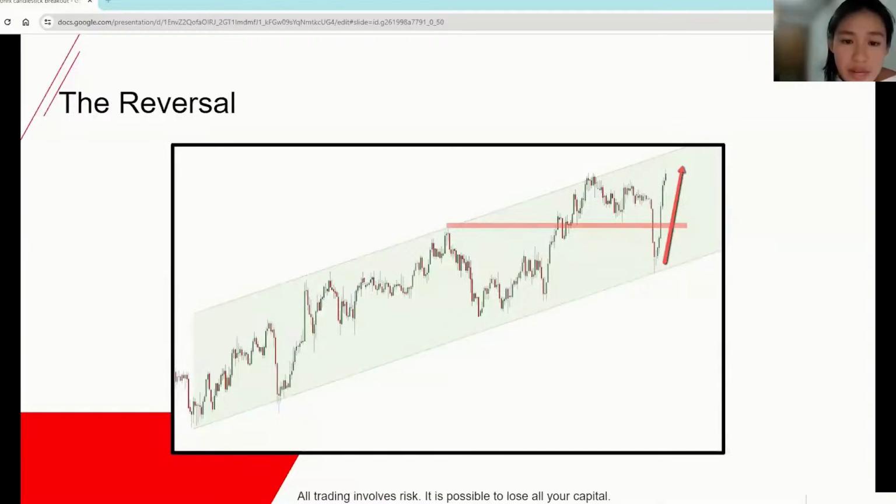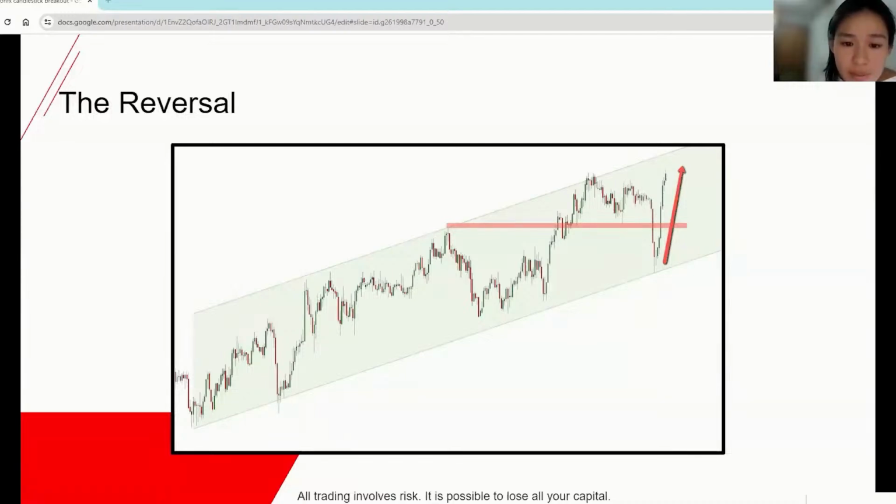Okay, you can see that's exactly what happened here. In fact, it even pushed above this resistance level from where the swing high is at, pushed above it, and is still continuing within that ascending trend channel.